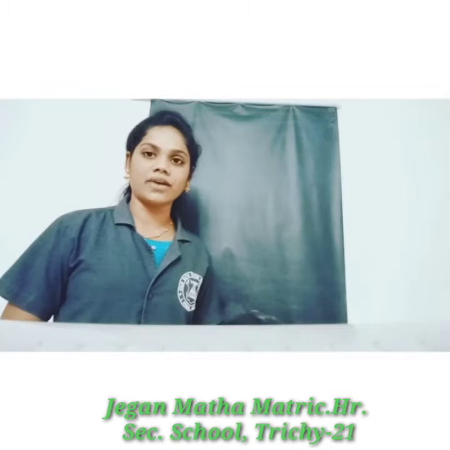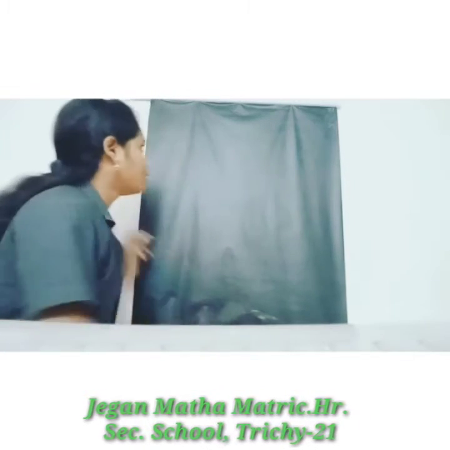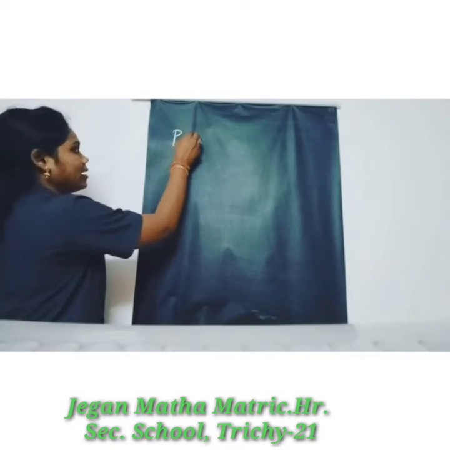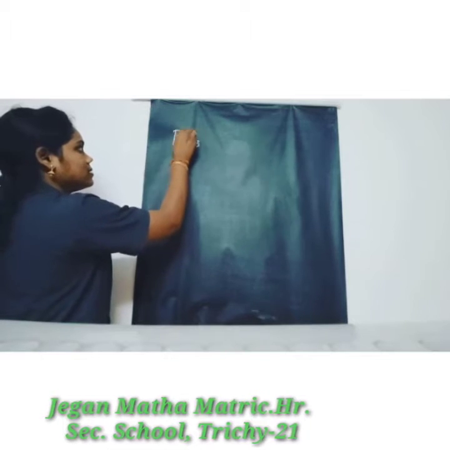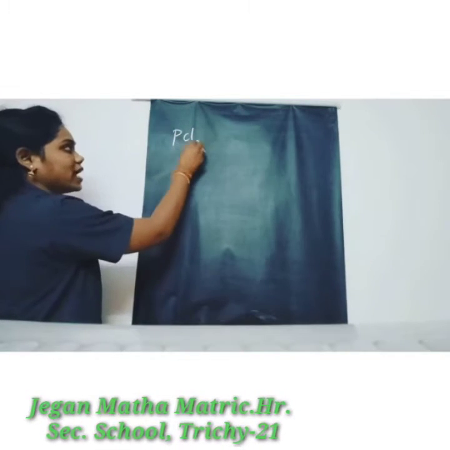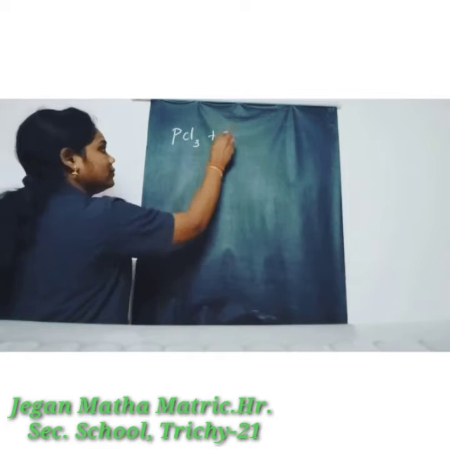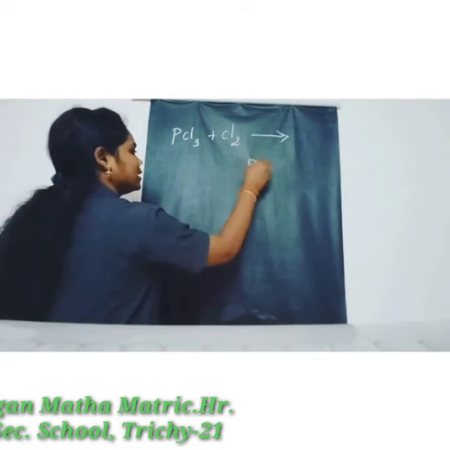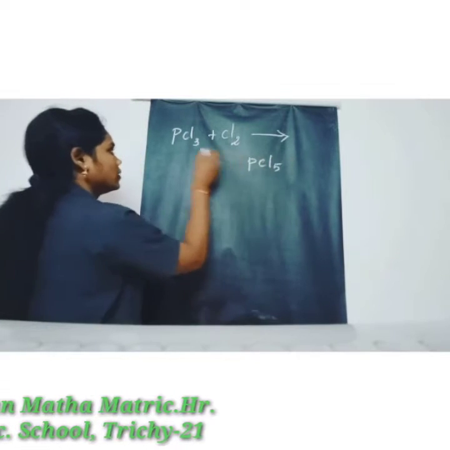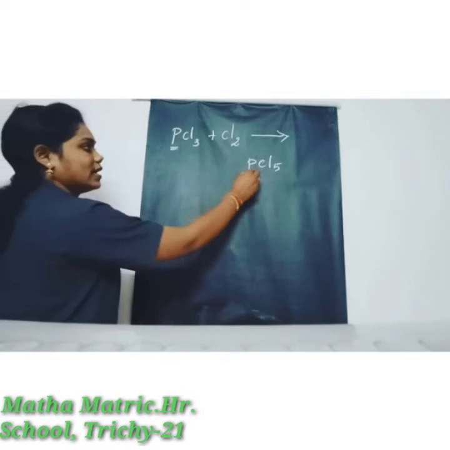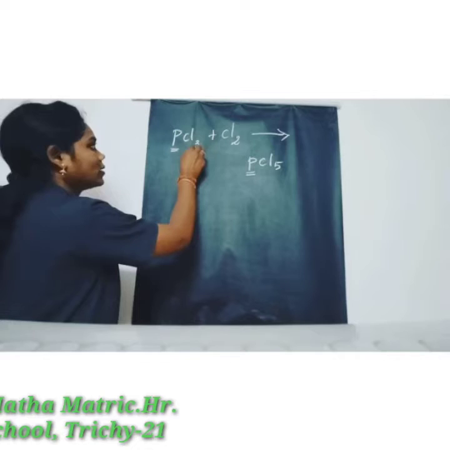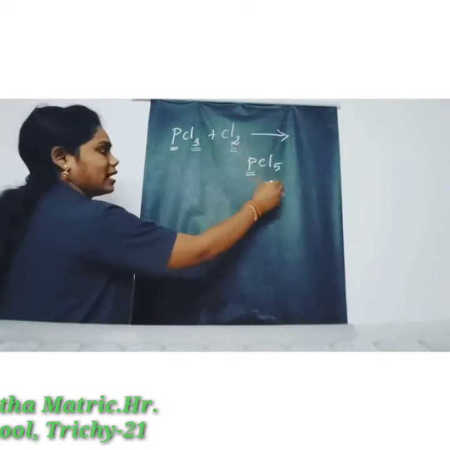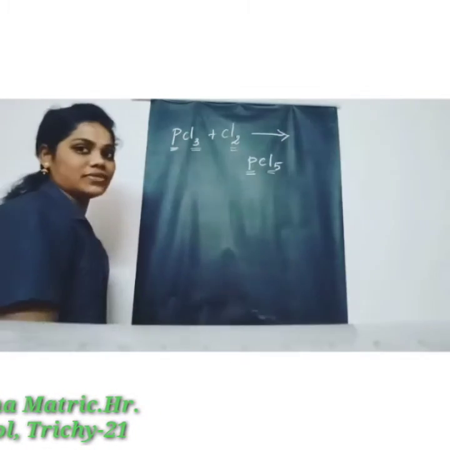Phosphorus trichloride formula is PCl3. Phosphorus represents P, tri represents 3, Cl. So phosphorus trichloride is treated with chlorine, we obtain phosphorus pentachloride. Here phosphorus one time, here also phosphorus one time, here chlorine 3 plus 2, 5 times, so here also chlorine 5 times.